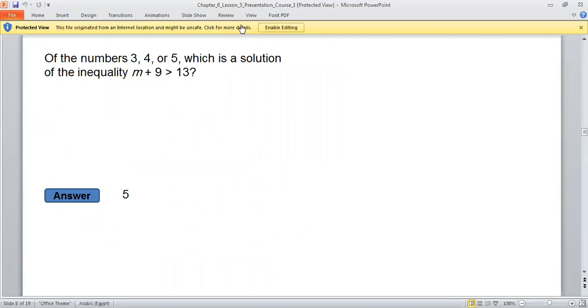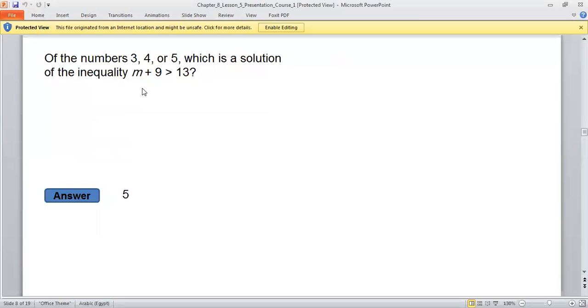Okay, I need now Muhammad Al-Anazi. Can you check the next number? Okay. 4 plus 9 equals 13. It's not greater, it's equal. 13 here and 13 on the right, both are equal. So this one is not greater, right? So this one will be wrong.